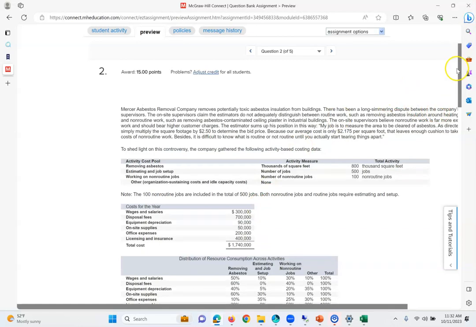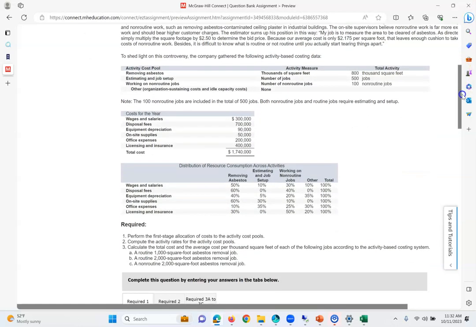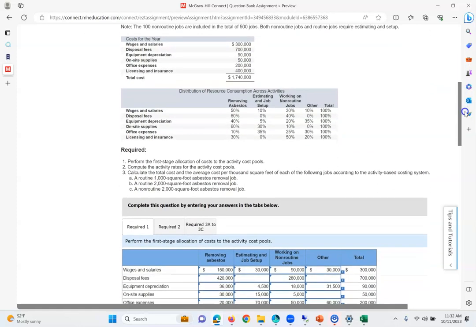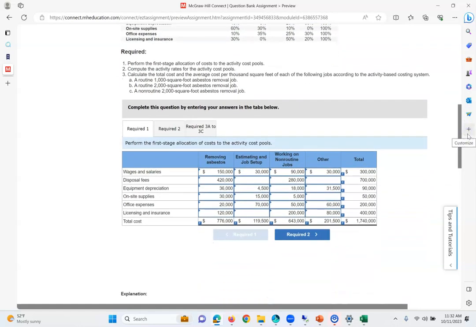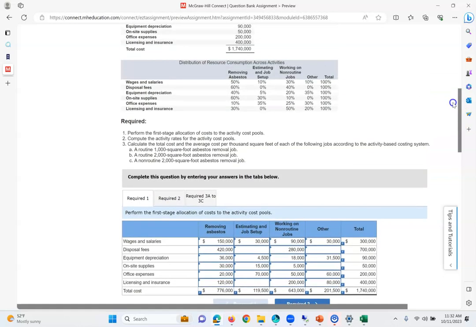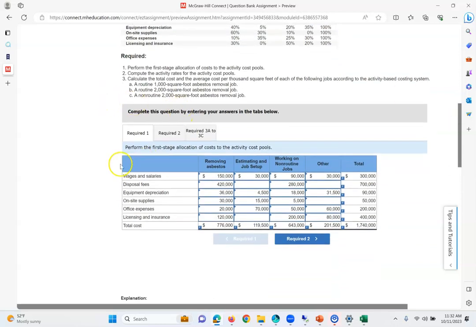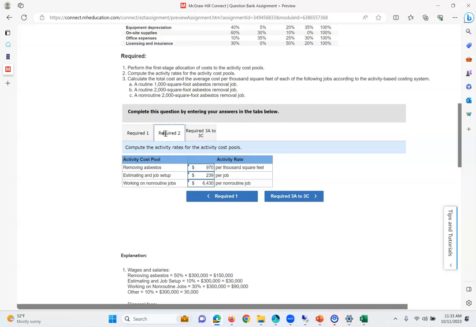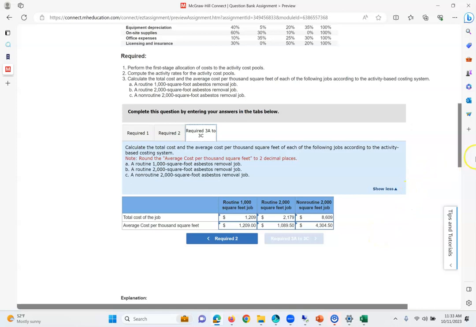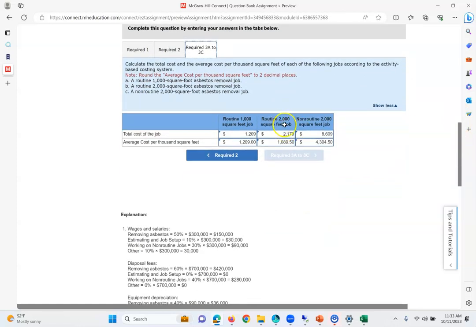Moving on, I'm going to give you some of these answers because there's a lot to do here. This particular one, you're doing the first and second stage processes, but the first stage allocation is based on the percentage of time the various wages and disposal fees are pertaining to the various activities. Here's what you'll come up with. Then for activity rates, here's per activity rates. And then when we're dealing with a routine 1,000 square foot job, a routine 2,000 square foot job, and a non-routine 2,000 square foot job. Okay? Make sense?